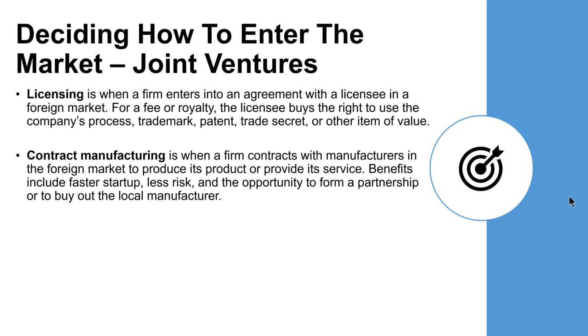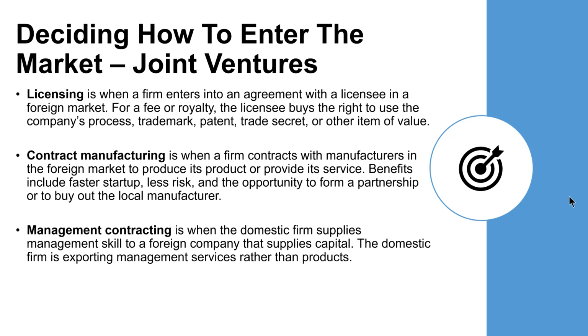There's contract manufacturing. That's when a firm contracts with a manufacturer in that country. So, for example, in Australia, the coffee shop decides that it's going to manufacture everything inside Australia, so they're just going to ship beans, and it's going to be roasted there. And there's going to be a company that roasts for them, and that's going to be their local partner.